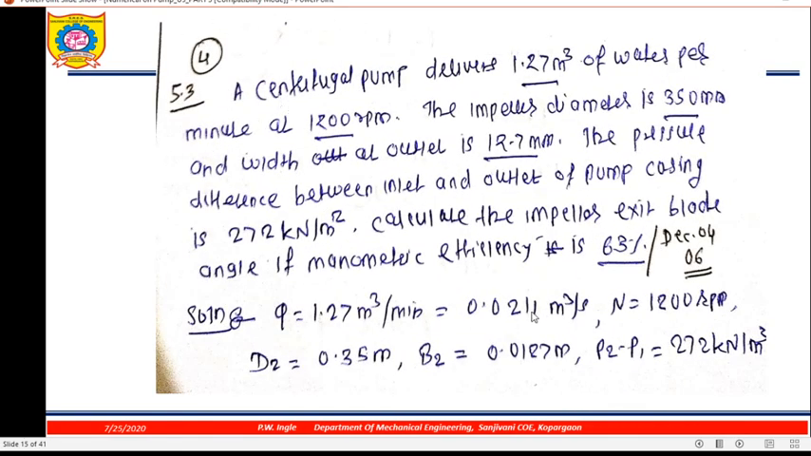Now we'll solve again one problem. A centrifugal pump delivers 1.27 meter cube of water per minute at 1200 rpm. The impeller diameter is 350 mm and width at outlet is 12.7 mm. The pressure difference between inlet and outlet of pump casing is 272 kN per meter square. Calculate the impeller exit blade angle if manometric efficiency is 63%.